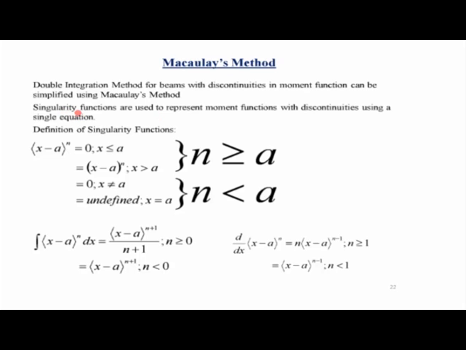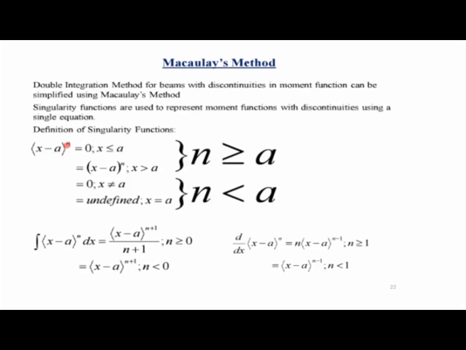The singularity functions that are used to represent the moment function with discontinuities basically help us represent the entire moment function of the beam with discontinuous loading by a single equation. Now, to define the singularity functions, if you look at the screen, a singularity function looks like this: x minus a to the power n, enclosed in box brackets. This is called a singularity function. Now, how do you define this?